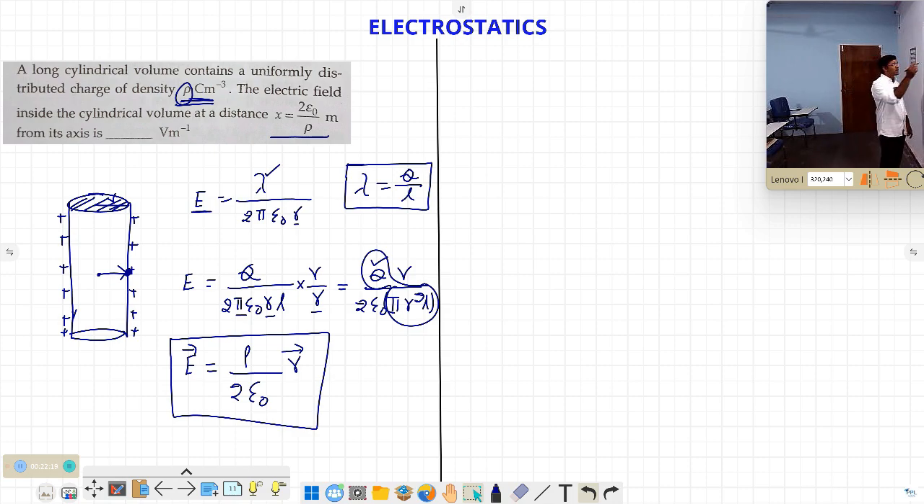So at what distance are they asking for the electric field? This formula is at a distance of r, but they are asking at x equal to 2 epsilon naught by rho. That means in place of r, the distance of the point, you have to take 2 epsilon naught by rho.